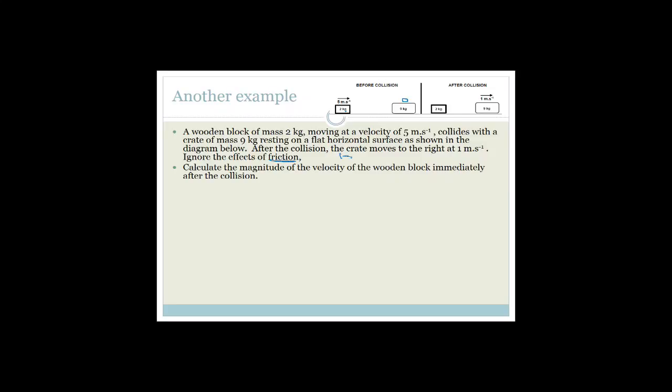So what can we say? We can therefore say it's isolated, and therefore we can use the conservation of linear momentum. It says calculate the magnitude of the velocity of the wooden block immediately after the collision. Okay, so again, I'm just going to change color. I don't like this color so much on this page. P before equals P after. Before, we've got the momentum of the 2 kilogram plus the momentum of the 9 kilogram equals the momentum of the 2 kilogram plus the momentum of the 9 kilogram after. Why? Because they don't stick together, okay?